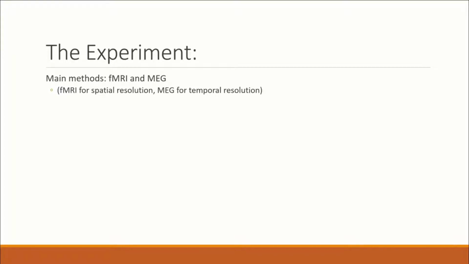So in answering this question, the researchers chose a design which combined fMRI and MEG, and this was because they wanted to maximize both their spatial and temporal resolution. fMRI can give you excellent spatial resolution, but not so good temporal data, while MEG is pretty good at temporal precision, but is only spatially approximate.